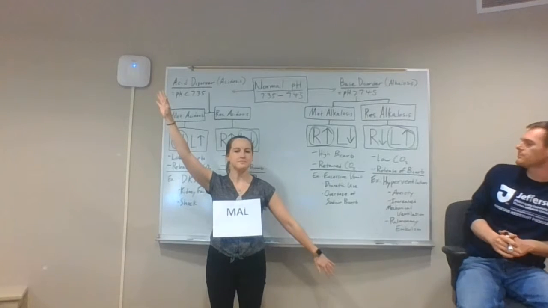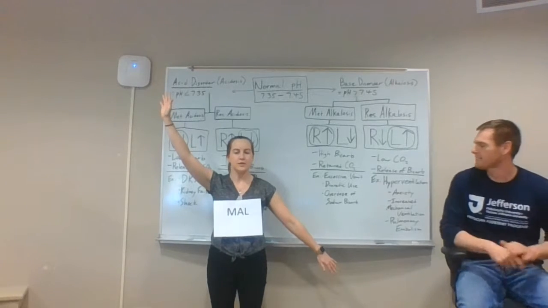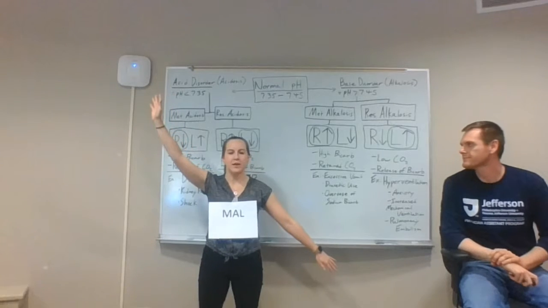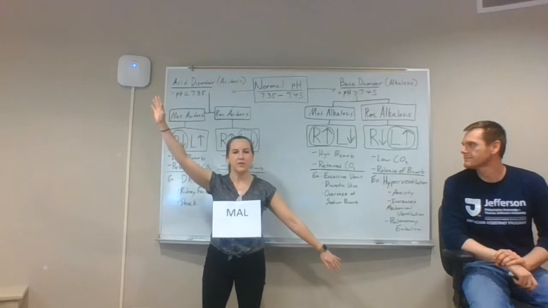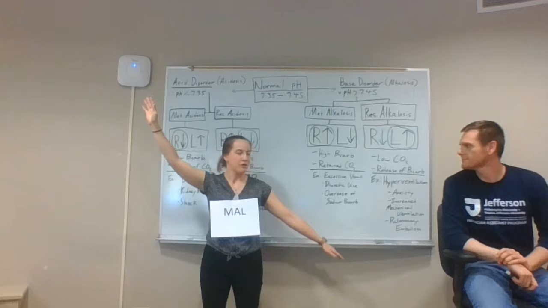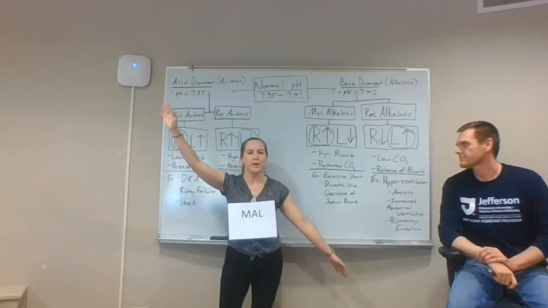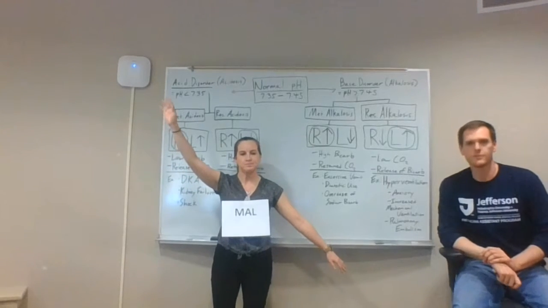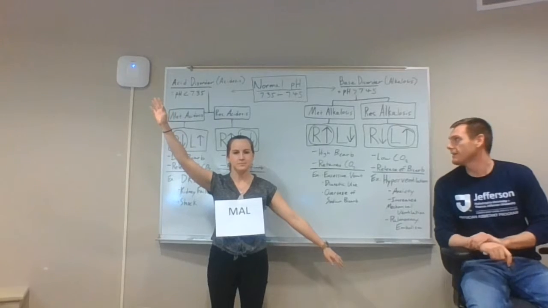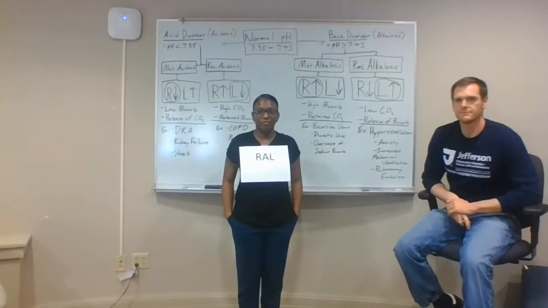Kel, what are some conditions we can see metabolic alkalosis in? So you can see metabolic alkalosis if someone's vomiting, or if they're on diuretics, or if they overdose on sodium bicarb, like in a hospital setting. Very good. So there's your metabolic alkalosis.